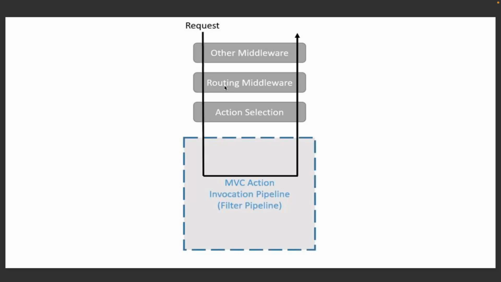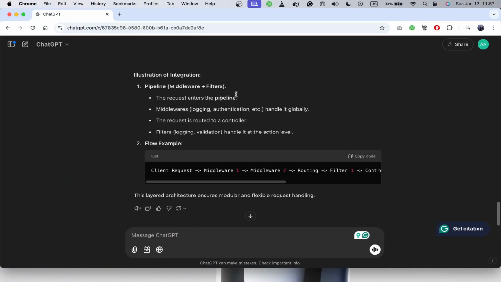Imagine you are going from one place to another through a tunnel. In the same way, we have to think about the request pipeline. At the beginning, the request is handled by the middleware. If we see here, the request enters the pipeline, then there may be middlewares, such as logging and authentication, which handle everything globally. For example, initially the username and password will be authenticated. Only then do we think about authorization, which should be handled by a filter.